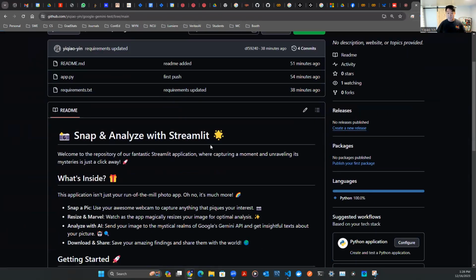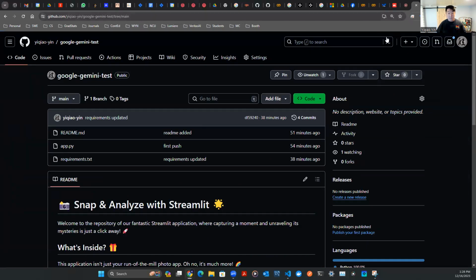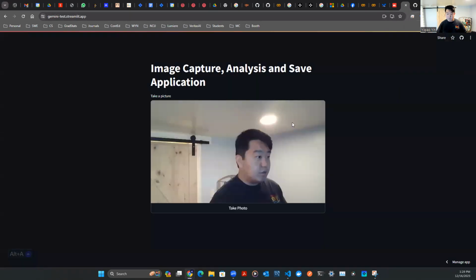The app is essentially ready, right? It's a Streamlit application. It allows me to take any picture and have Gemini analyze the picture. As I'm playing around with this interaction, I found something very interesting. So let's jump into the app.